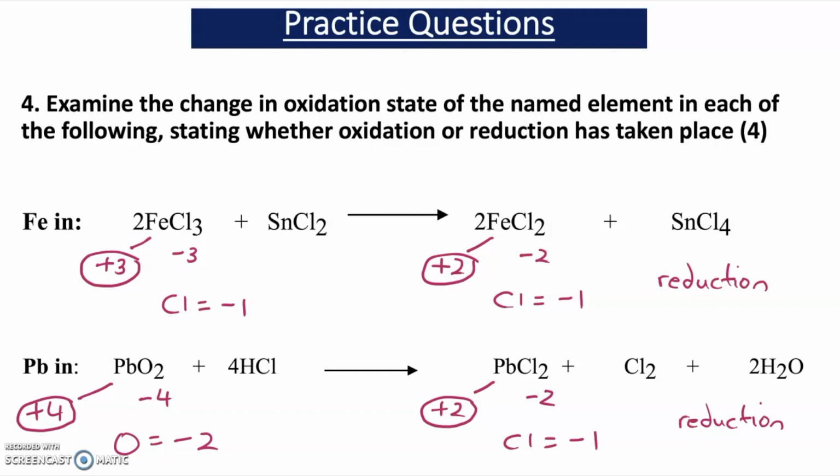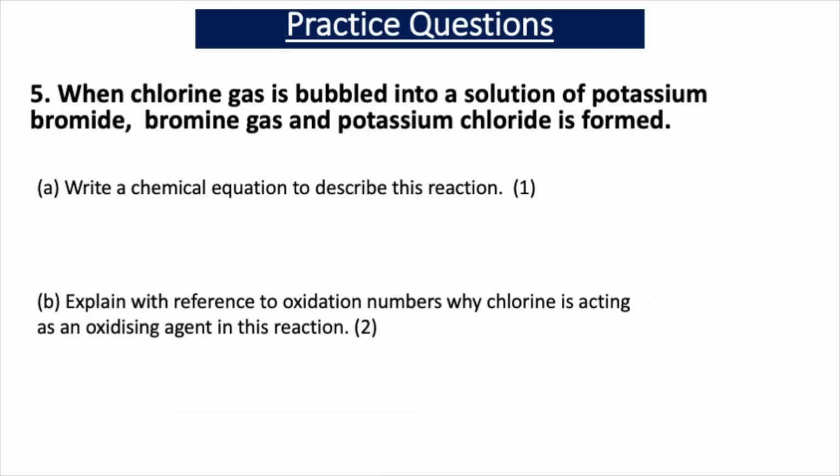So in both these questions, there's 1 mark if you correctly identified reduction is taking place, and 1 mark if you correctly identified the changes in oxidation state each time. So here's our last practice question. Once again, read through the question, pause the video, have a go at it, and then we'll go for the answers.